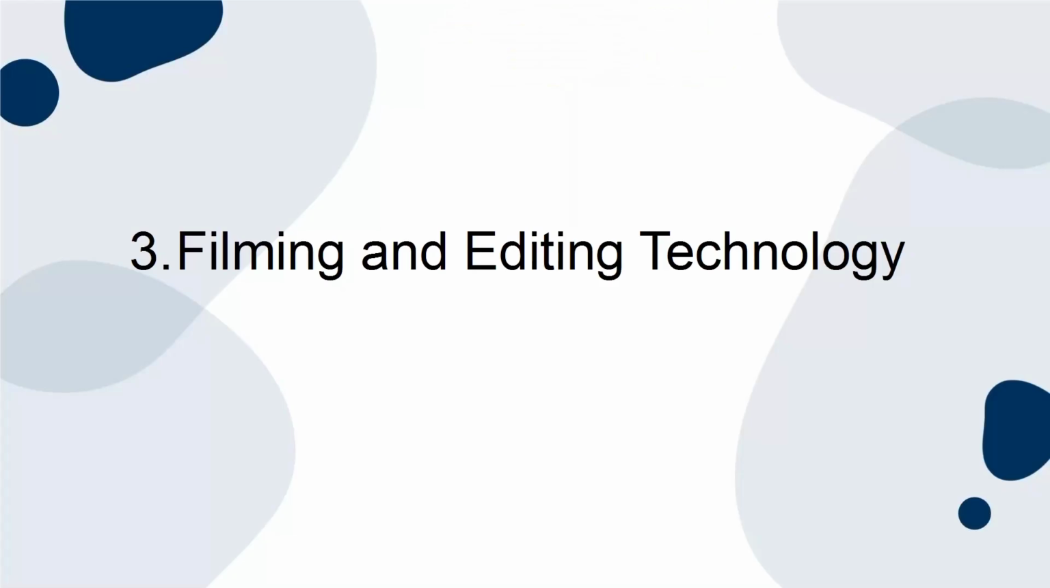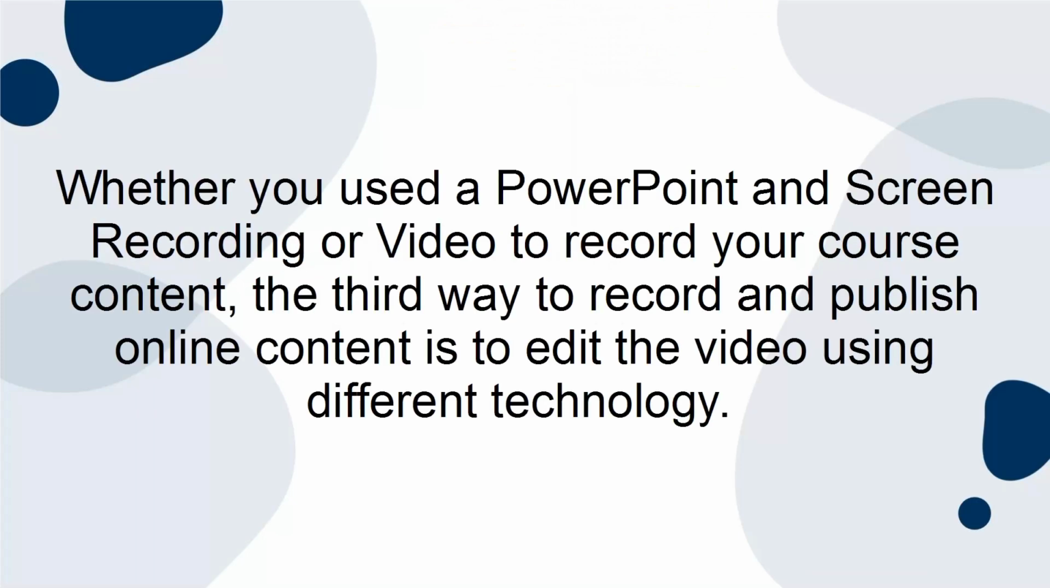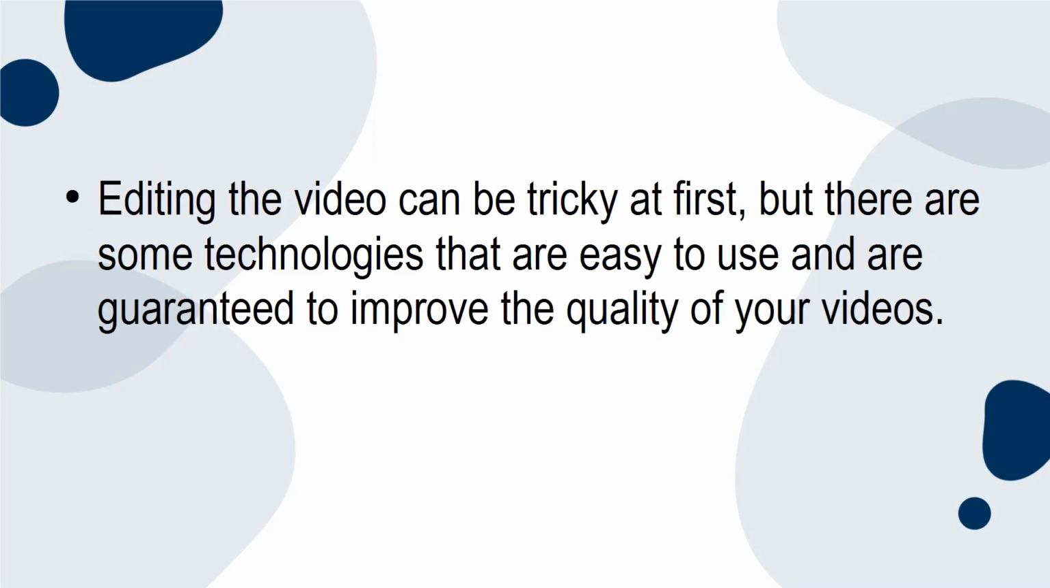3. Filming and editing technology. Whether you used a PowerPoint and screen recording or a video to record your course content, the third way to record and publish online content is to edit the video using different technology. Editing the video can be tricky at first, but there are some technologies that are easy to use and are guaranteed to improve the quality of your videos.